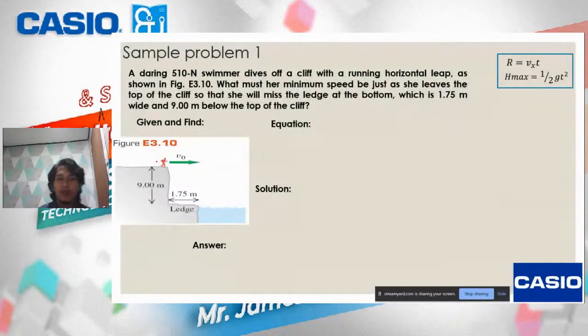So parang ang storya niyan, meron tayong diver dito, since magda-dive siya, merong ledge dito, kailangan niyang maiwasan to. So, ano dapat yung ating initial velocity? Okay? So, paano natin siya sasagutan?